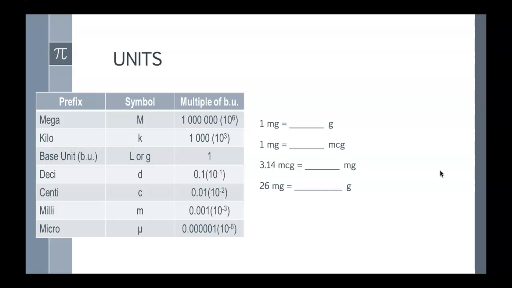So looking here, 1 milligram is equal to 0.001 gram. 1 milligram is equal to 1,000 micrograms. 3.14 micrograms is equal to 0.00314 milligrams. And 26 milligrams is equal to 0.026 milligrams. And so for me, it's often just simply moving the decimal point appropriately.